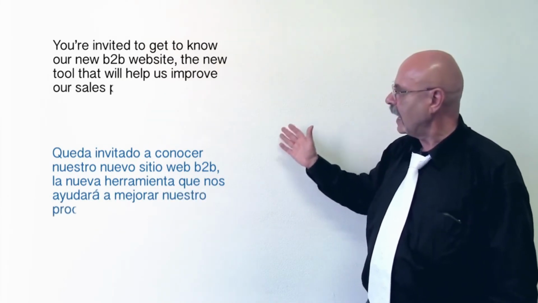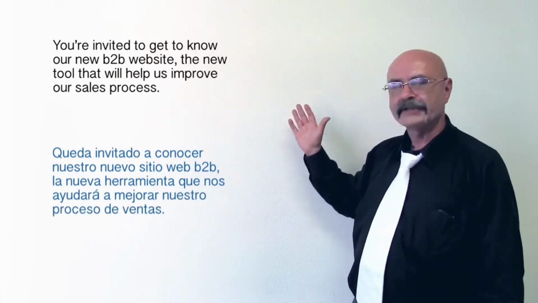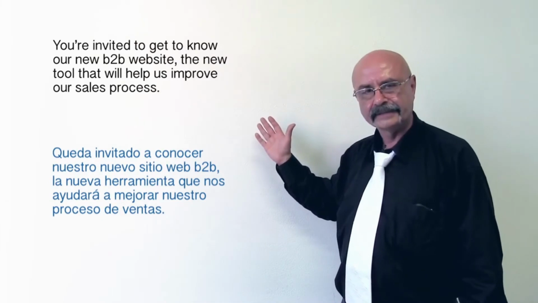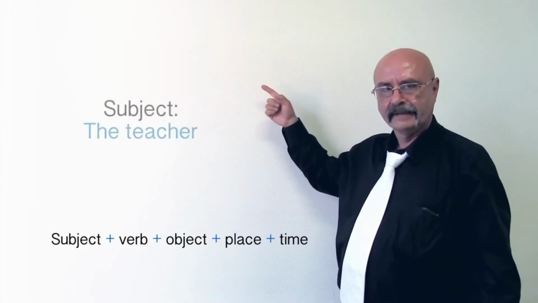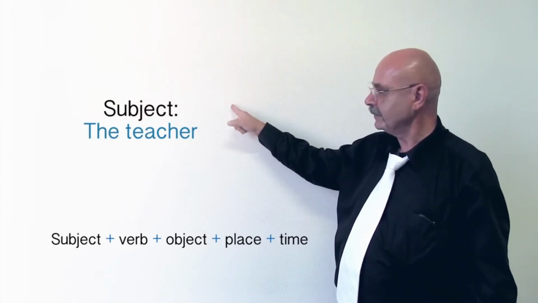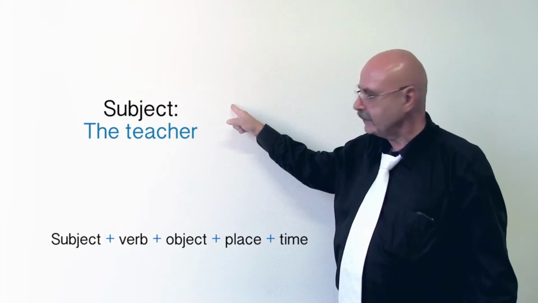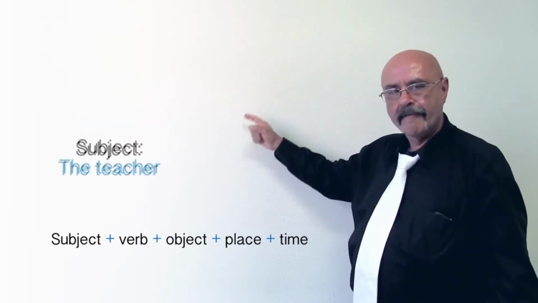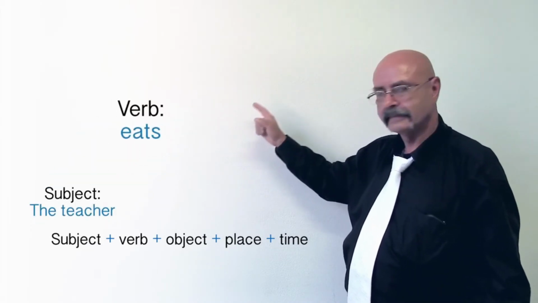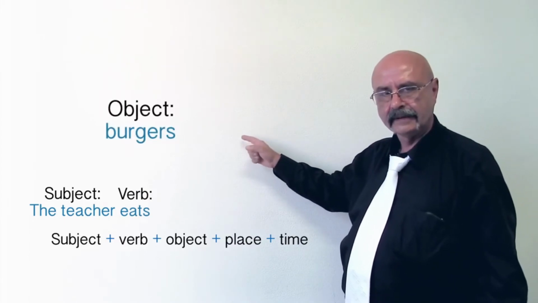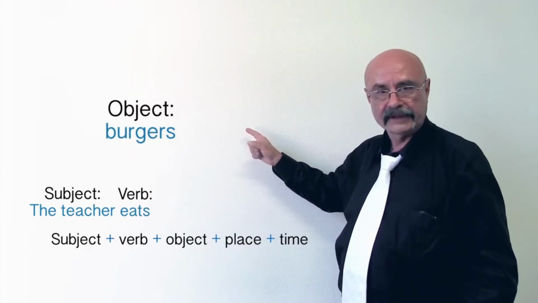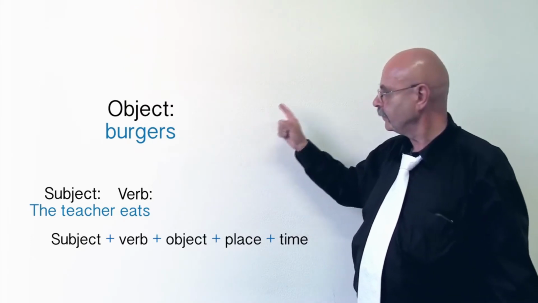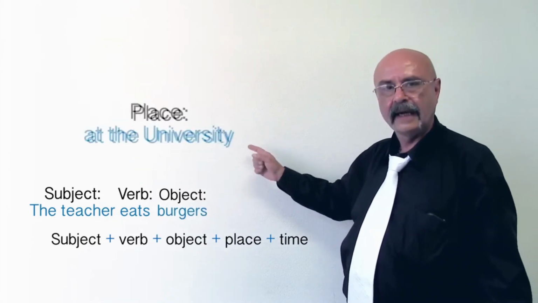So let's take a look at a general basic structure of a sentence. I call it the skeleton of a sentence. First, the subject, verb, object. Caution now, because sometimes we can have a sentence without an object. Place and time.